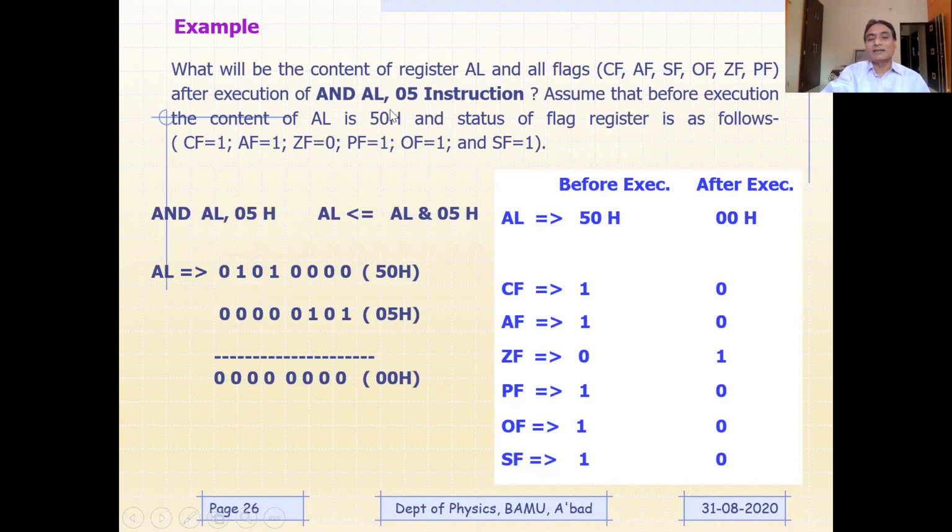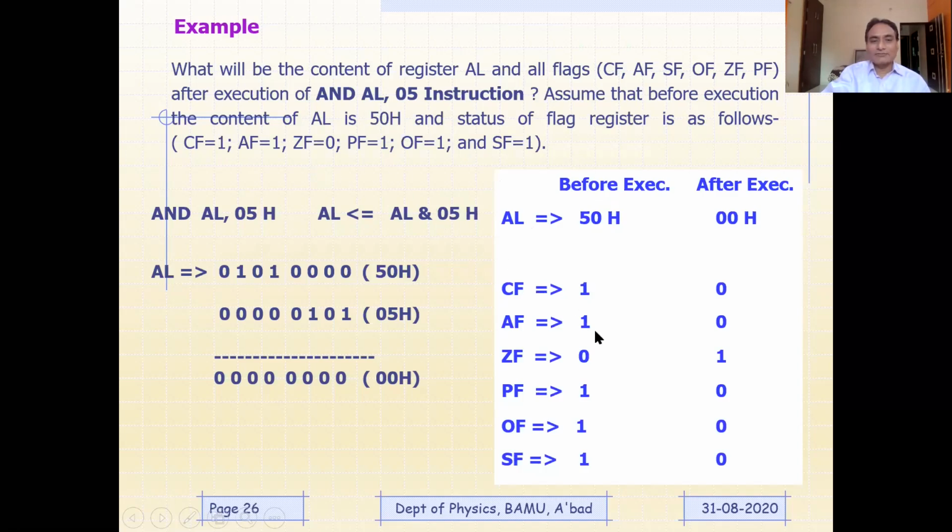Okay, and AL comma 05. Now assume that before execution content of AL is 50 and status of flags as like this. Let us see how it's going to work. So before execution, what is AL? AL यहाँ पर दिया हुआ है 50, so 50H. Before execution, what is the status of flags?